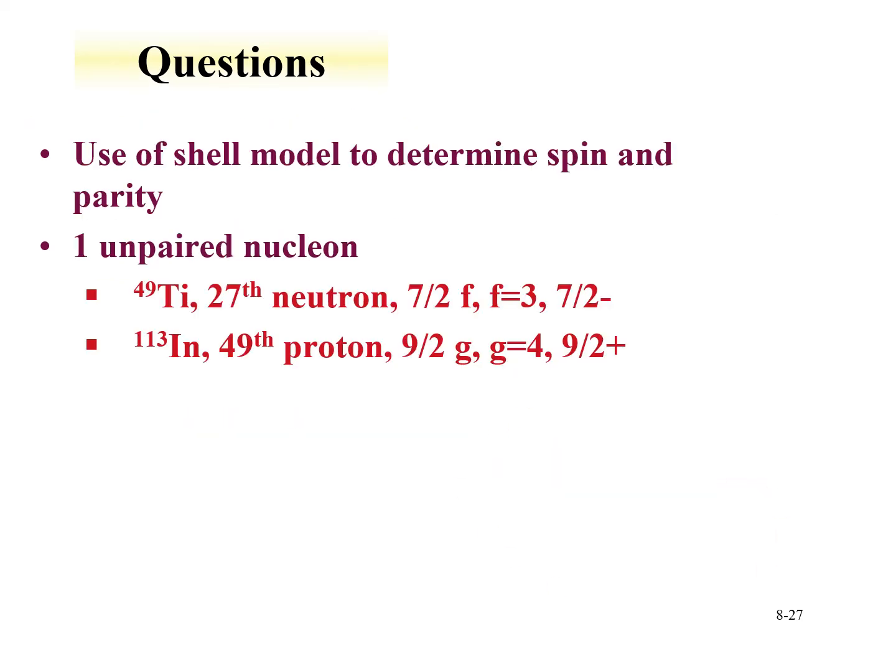Another important concept discussed in this lecture is the use of the shell model to determine spin and parity. And we discussed that the spin and parity is determined by unpaired nucleons in the nucleus. In all even-even nuclei, there are no unpaired nucleons: an even number of protons and an even number of neutrons. All even-even nuclei have a ground state spin and parity of 0 plus.